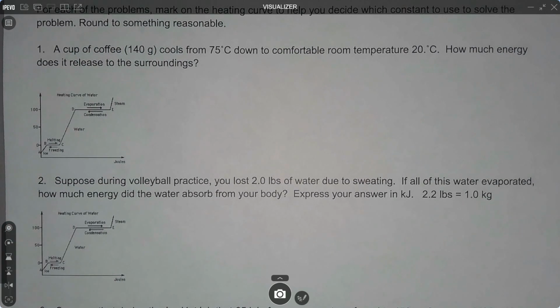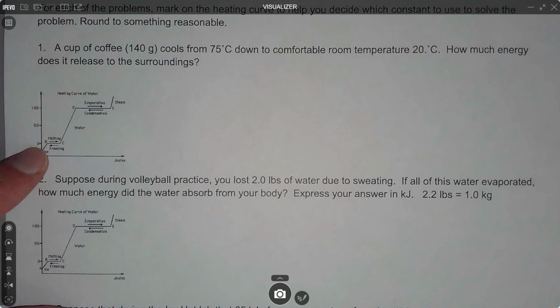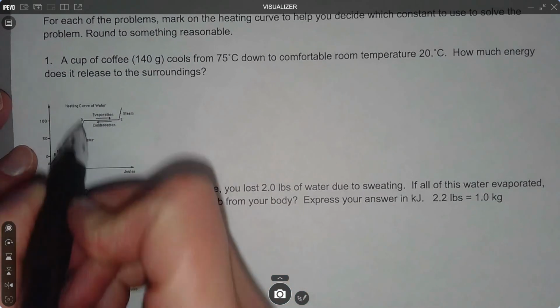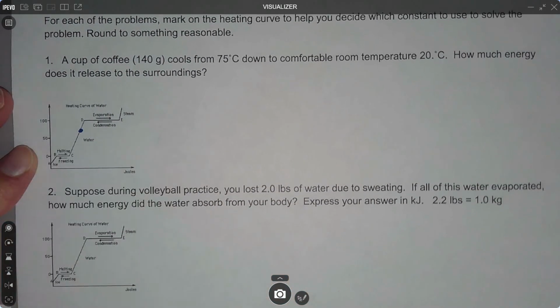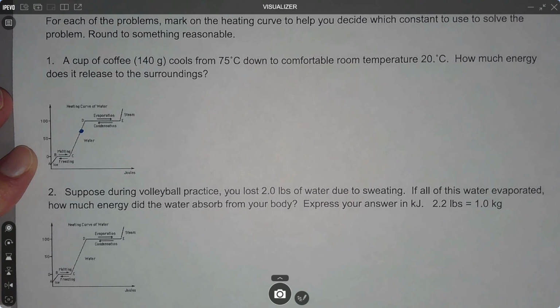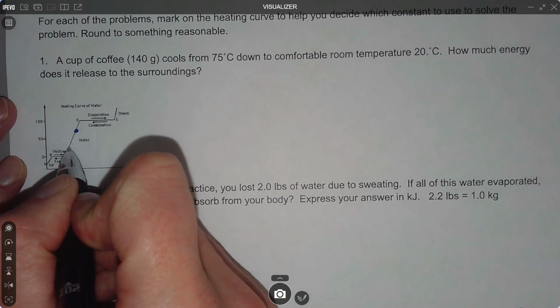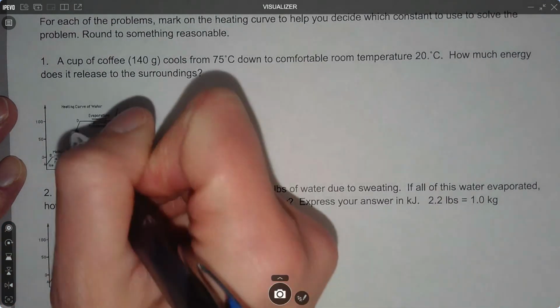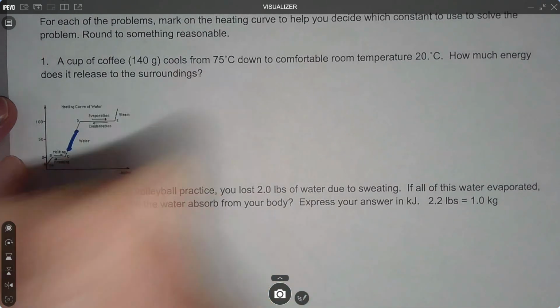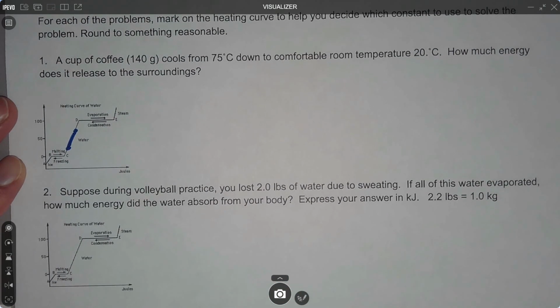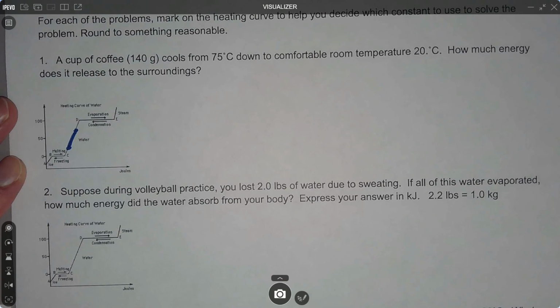Okay, so just read the problem here. And the first thing you need to do is just figure out what section of the curve we are talking about. The water section. Because it starts at 75, which is right there in between 50 and 100, right? And it cools down to 20, which is there somewhere, right? So we're talking about this part right here. So now, which of the constants is talking about water cooling down?